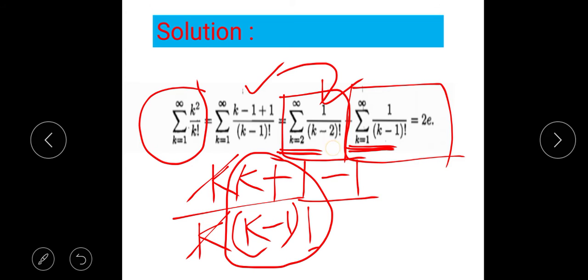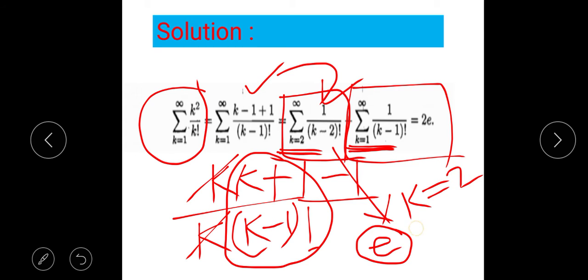Now if you simplify this expression, this is k equal to 2 to infinity 1 upon (k minus 2) factorial, this is nothing but E. How are we getting this E? Just put the values k equal to 2, 3 and so on. You will see that the series is actually the series of E.